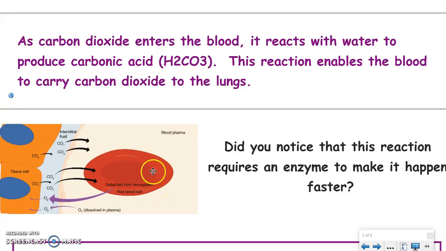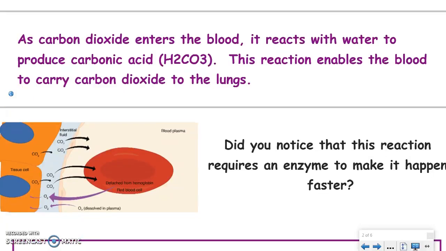But the whole idea behind this is that this chemical reaction wouldn't happen fast enough if there weren't an enzyme there. And can you imagine if we didn't have that enzyme? Carbon dioxide would build up in our cells, it would build up in our blood, and we would get really sick, probably even die.